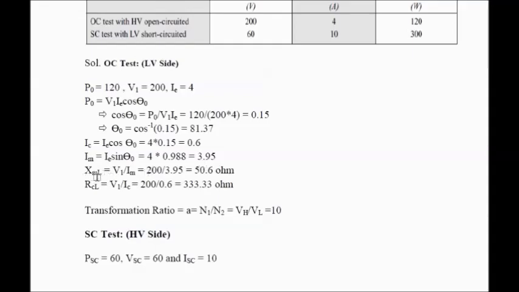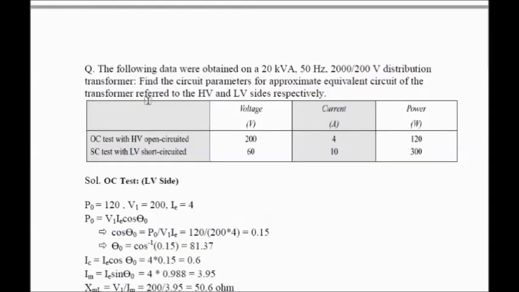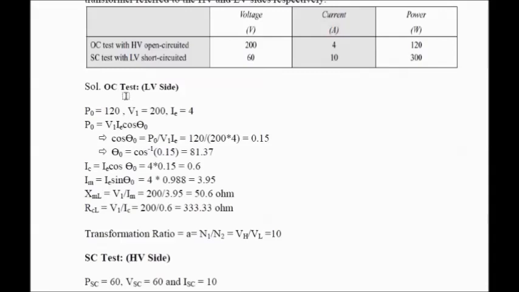For XM, I have used L in subscript here to denote that this is on the low voltage side, because I have to calculate all the parameters referred to the high voltage and low voltage sides, and since this OC test is performed on the low voltage side, I have used the subscript L in these X and R values. So XML will be V1 upon IM, this is 50.6 ohm. RCL will be V1 upon IC, this is 333.33 ohm.